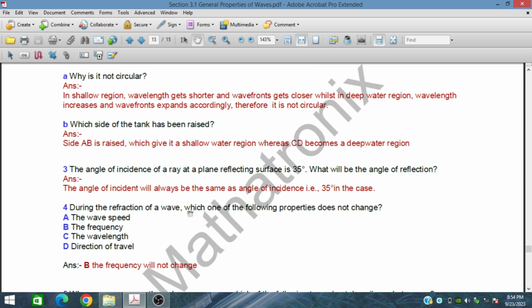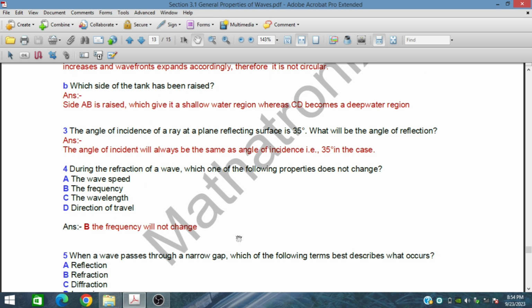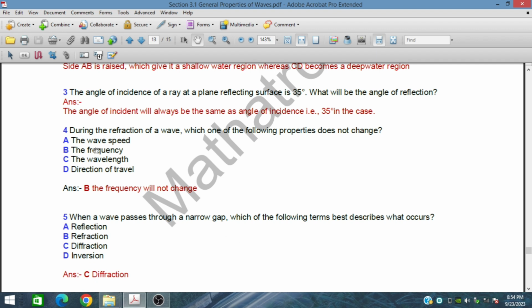During the refraction of a wave, which of the following properties does not change? The speed, the frequency, the wavelength, the direction of travel. The frequency does not change. The frequency remains the same, while speed and wavelength change, and the direction of travel also changes because of the refraction. It bends toward or away from the normal, so direction also changes. So only B remains constant. That's why the answer B is correct.